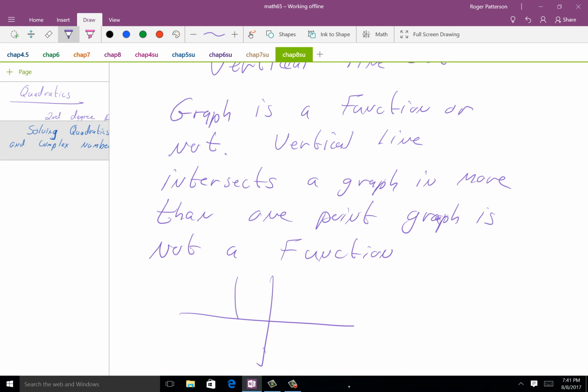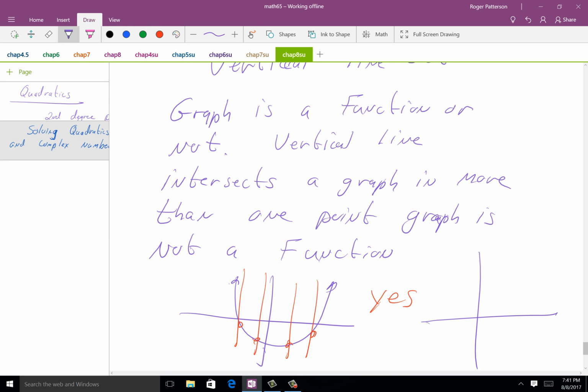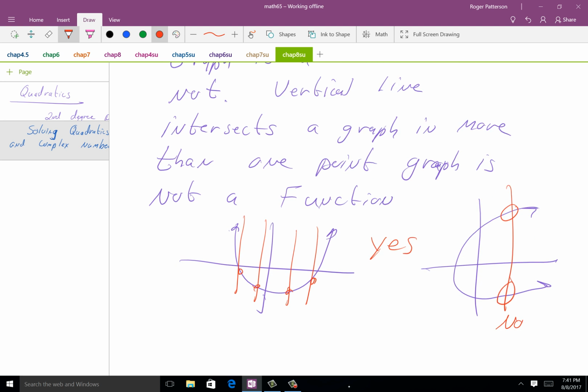So if I have a parabola like this, and I take a vertical line, and I pass it through, it touches in one spot, yes, it is a function. But as soon as I have something that looks more like this, where I have like a C, the letter C, vertical line, nope, that's not a function. Hits it in two spots. Okay? That's with the vertical line test.